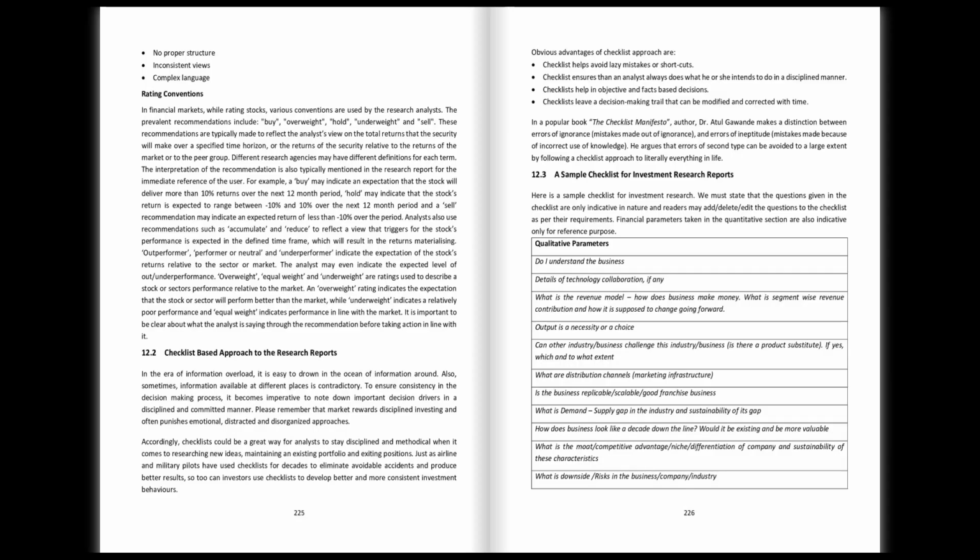Overweight, equal weight, and underweight are ratings used to describe a stock or sector's performance relative to the market. An overweight rating indicates the expectation that the stock or sector will perform better than the market, while underweight indicates a relatively poor performance and equal weight indicates performance in line with the market. It is important to be clear about what the analyst is saying through the recommendation before taking action in line with it.